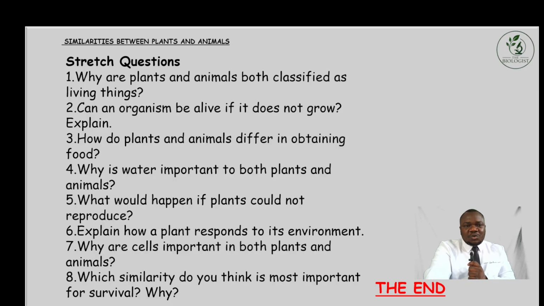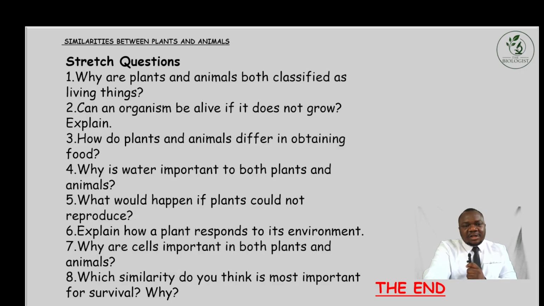I have some practice questions here that you can attempt. Anyone that's quite difficult, you can just put in the comment section. Why are plants and animals both classified as living things? Can an organism be alive if it does not grow? Explain. How do plants and animals differ in obtaining food? Why is water important to plants and animals, and what will happen if plants could not reproduce, and explain how a plant responds to its environment.